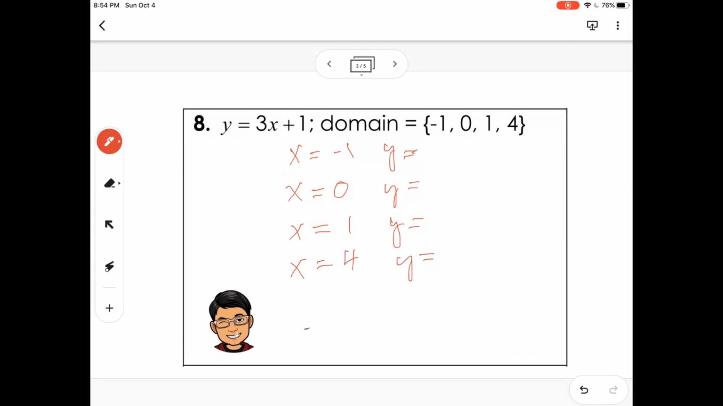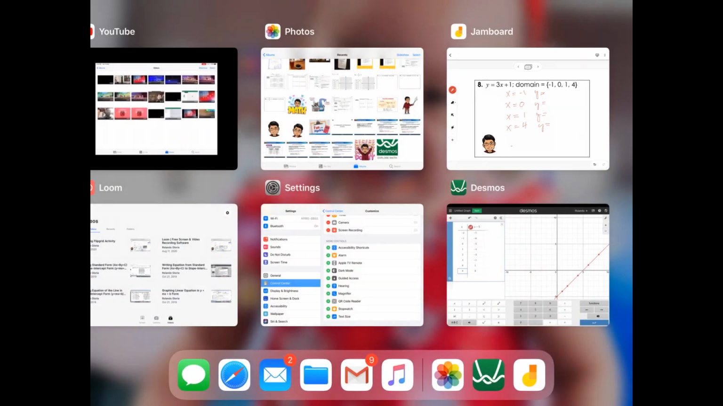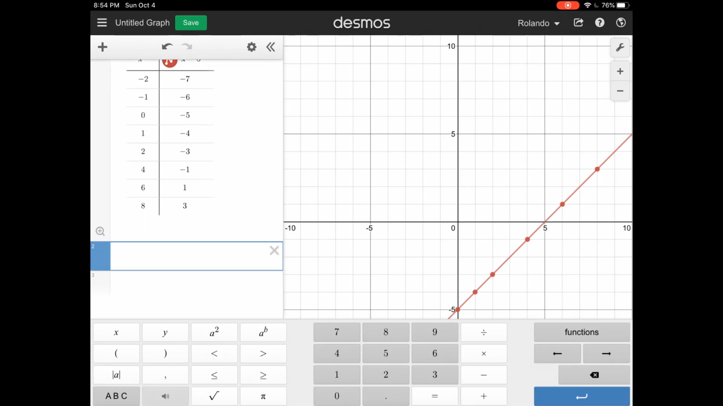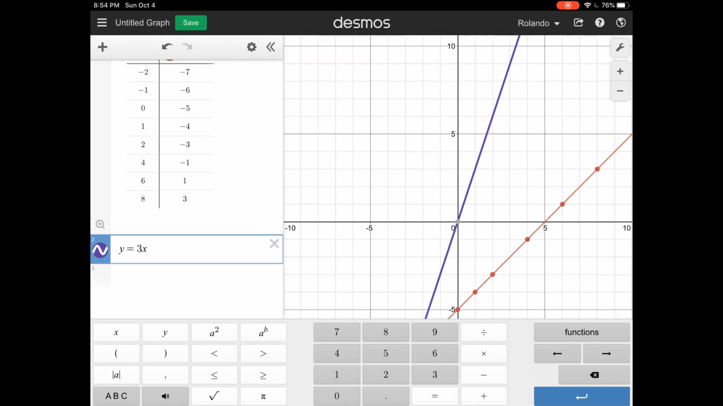Okay, so I'm going to go back to my Desmos calculator right here. I'm just going to leave this one here, and add another equation. That equation is y equals 3x plus 1. So y equals 3x plus 1.